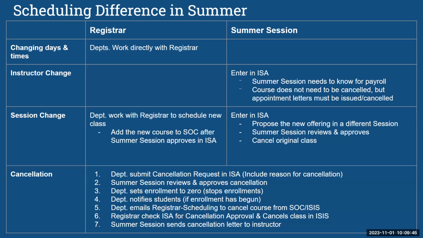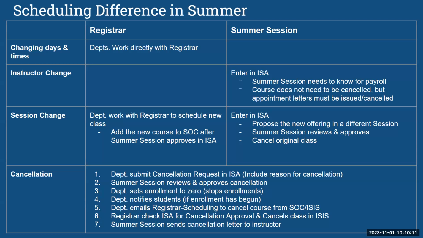If you're changing an instructor of a course, summer session needs to know because we're going to have to create an offer letter for the new instructor, and I'm going to have to cancel the contract for the instructor you had before. So that change needs to go into the summer session schedule builder, and that will flag me in summer session that there's been an instructor change. That's why we need you to do that piece.